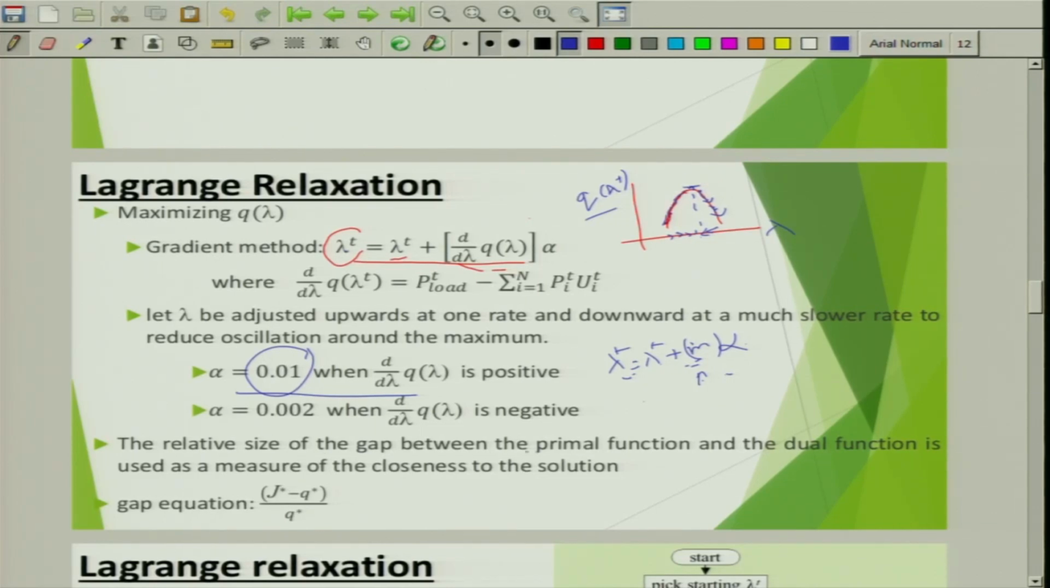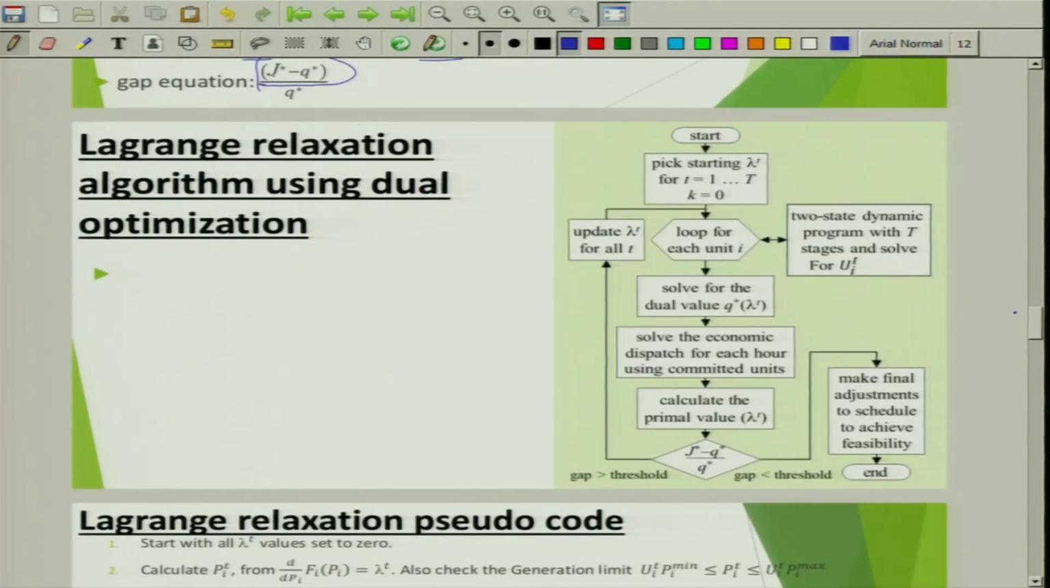Now the relative size of the gap between the primal function and the dual function is used as a measure of the closeness to the solution. That means this is the correction factor, or that parameter which indicates when to halt the iteration. So J star minus Q star should be as close as possible to 0. Right. Now I am just giving a flowchart representation.